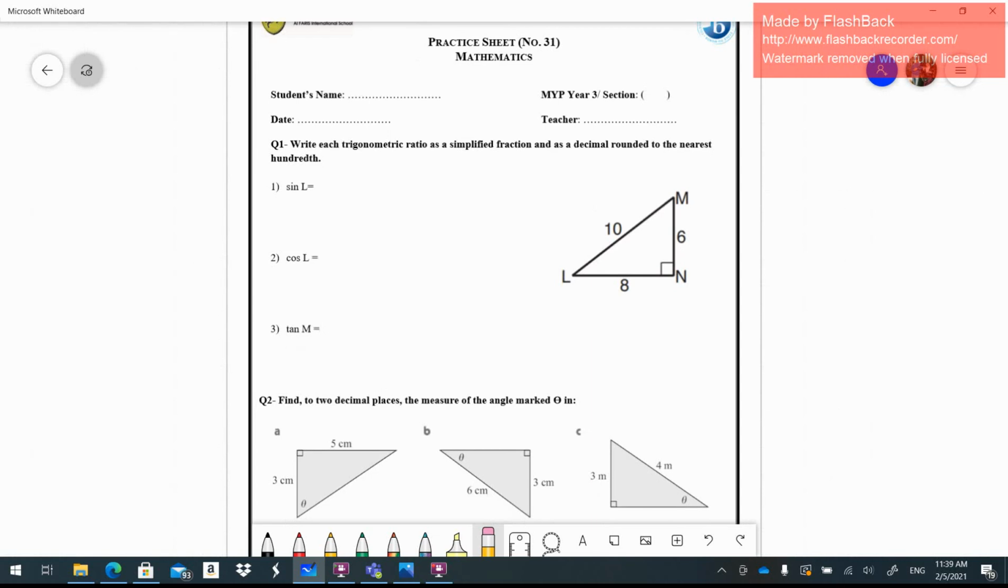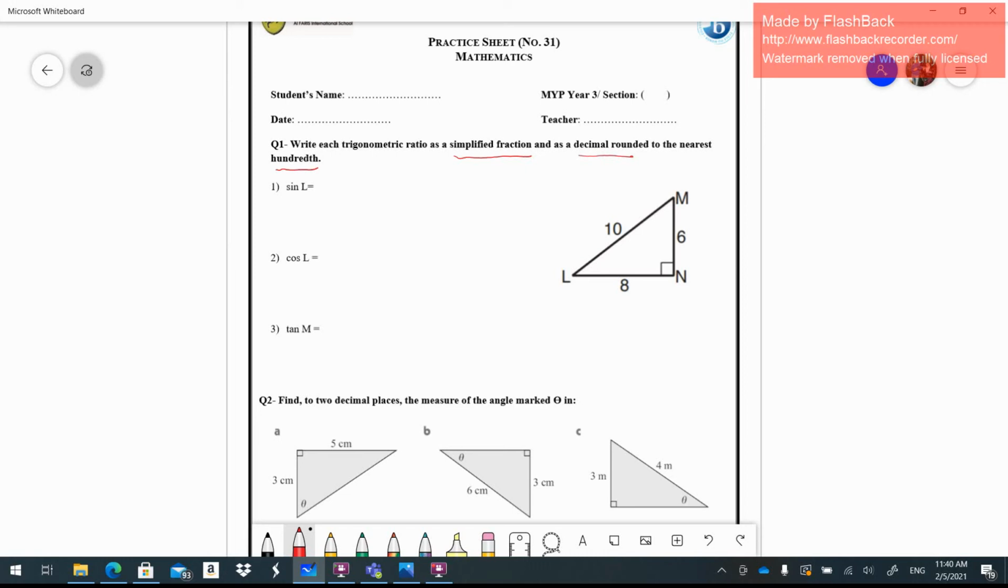Let us read this question. Write each trigonometric ratio as a simplified fraction and as a decimal rounded to the nearest hundredth. So we have to round it to the nearest hundredth when necessary. Let's look at the first one. Let us find sine of angle L.